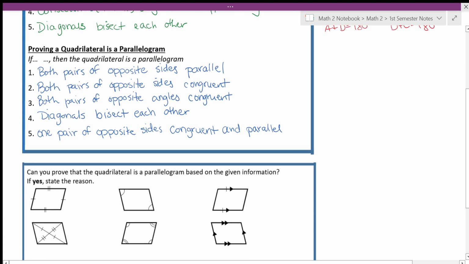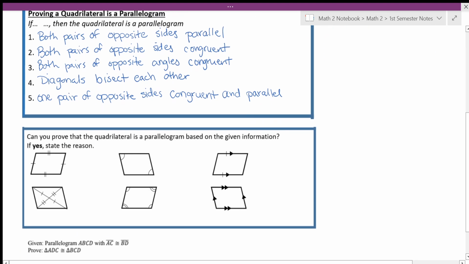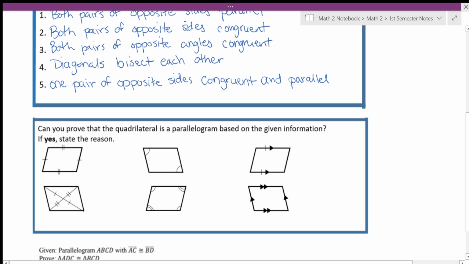Okay, so again, if we want to prove that a quadrilateral is a parallelogram, then we need to use one of these 5 that are in our second section here. And they are related to our properties, but are not exactly the same. So, can you prove that the quadrilateral is a parallelogram based on the given information? If yes, state the reason.